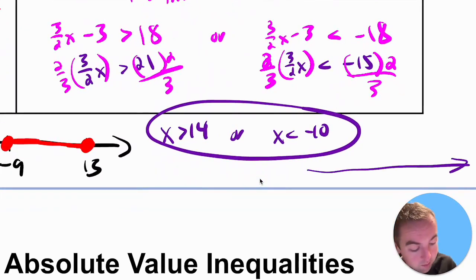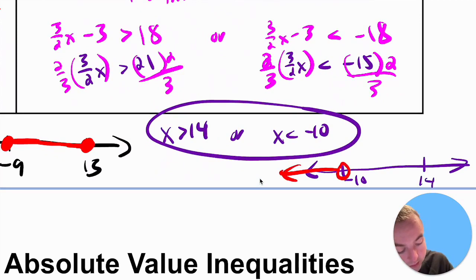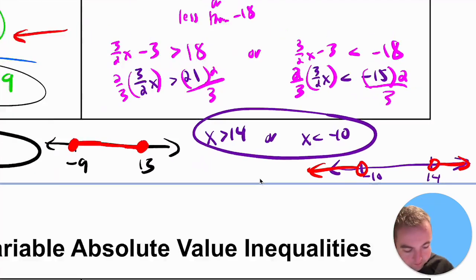So on a graph, if that's where negative 10 is and that's where 14 is, then you would have open circles, and they would point in opposite directions like that. So you'd get the numbers less than negative 10, or the numbers that are greater than 14.